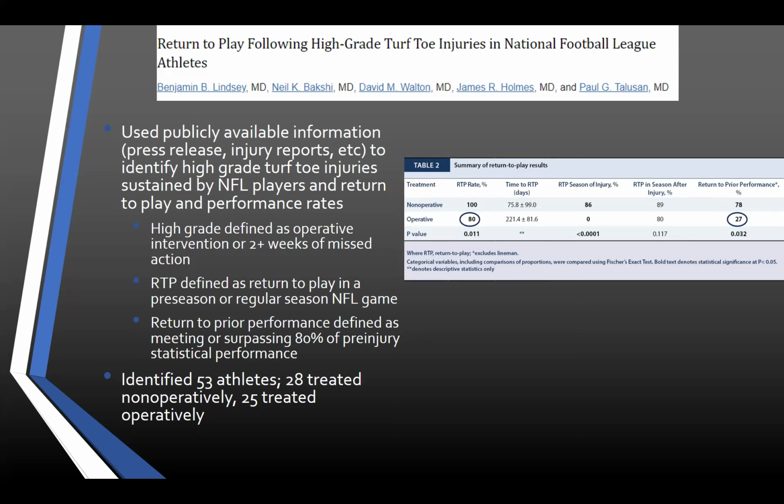They identified 53 players, 28 of them treated non-operatively and 25 treated operatively. The non-operative group had a 100% return to play, and 78% of them were able to return to their prior level of performance. The one big takeaway, which highlights that higher grade injuries are more severe, is that of the operative group, 20% did not return to play at all. Only 80% returned to play, while the most significant value is that only 27% were able to return to their prior level of performance.